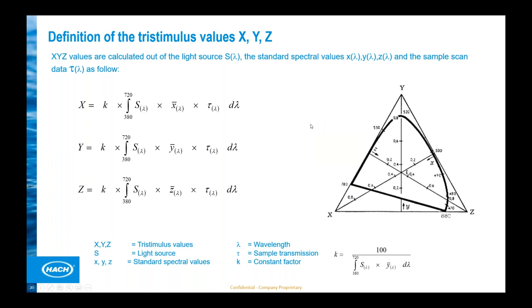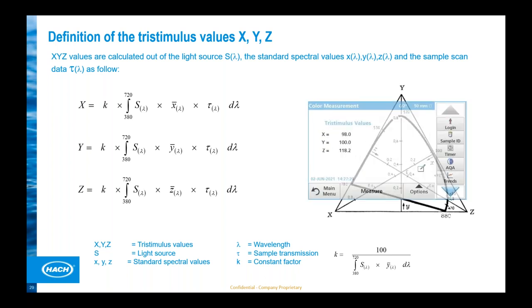If you draw a graph out of this X, Y, Z, you will find that it is a triangular graph, which is very difficult to work with. We are much more comfortable with rectangular graphs and not with triangular graphs. Therefore, these X, Y, Z values are transformed into rectangular systems.